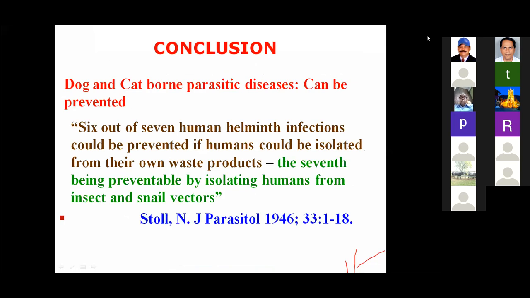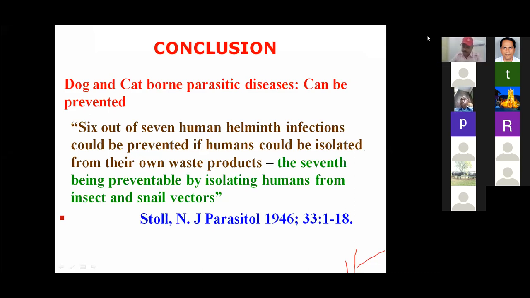Dog and cat-borne parasitic diseases can be prevented. Although I have left two diseases, one is Dirofilaria and one is Diphyllobothrium. In Diphyllobothrium, we share one of the hosts. We are also a definitive host, and dog is also a definitive host, and cat is also a definitive host for Diphyllobothrium. For Dirofilaria immitis, in India, very few reports are there. Now, I have encountered one heartworm recently in Jammu in one of the postmortems. It was approximately 30 centimeters, in the left ventricle.